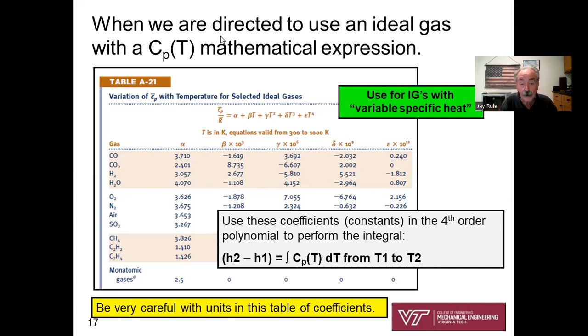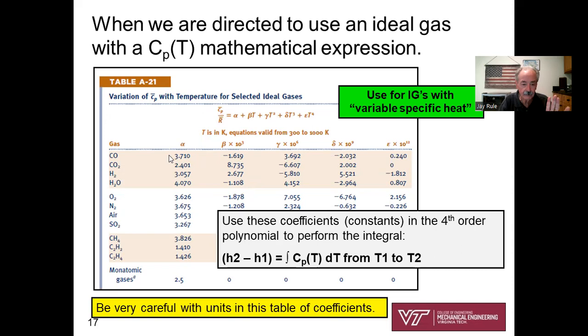When we're directed to use an ideal gas equation with a mathematical expression, Cp is a function of temperature. Now, what if you need Cv as a function of temperature? Remember that Cp minus Cv is equal to R. So if I've got a mathematical expression for Cp, I can see that the Cv expression is simply Cp minus R, minus the constant R.